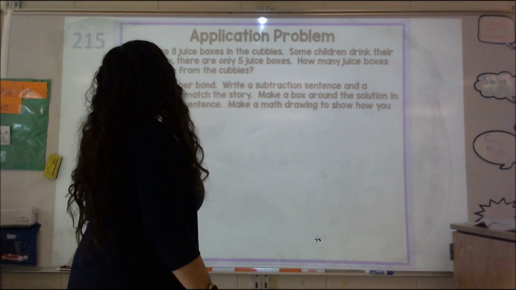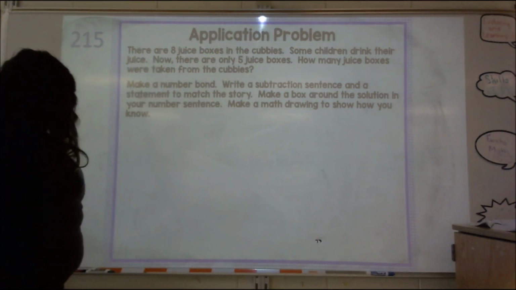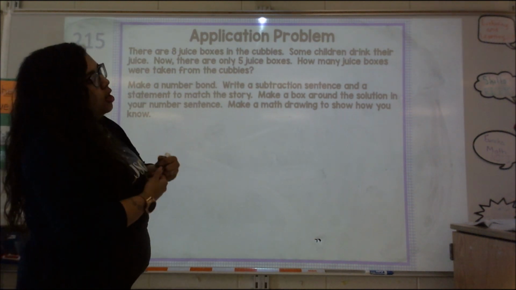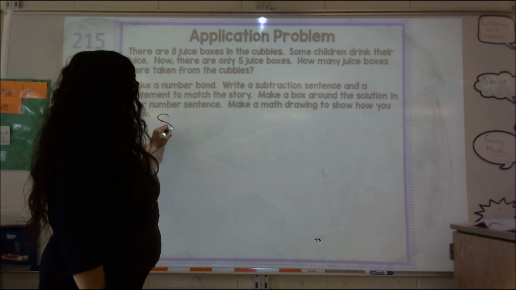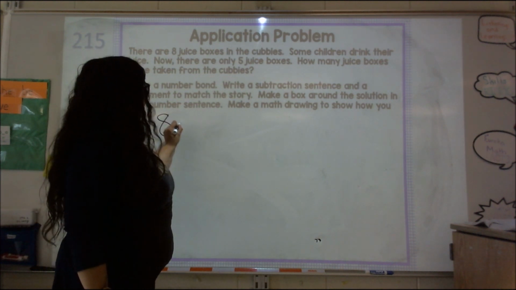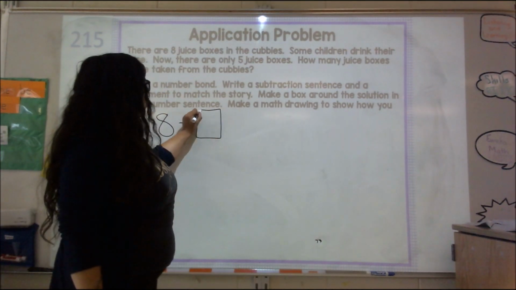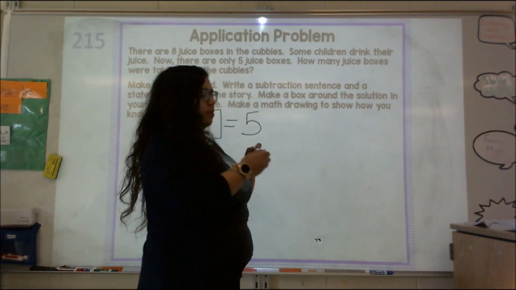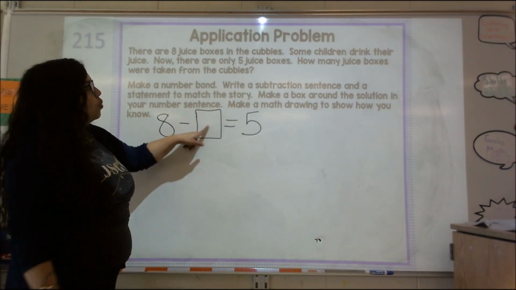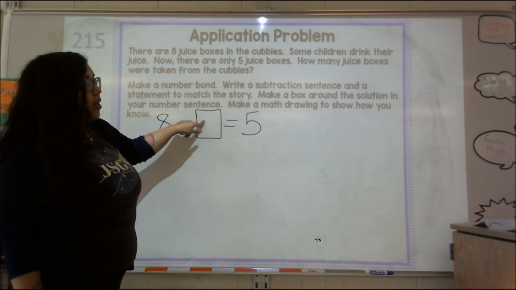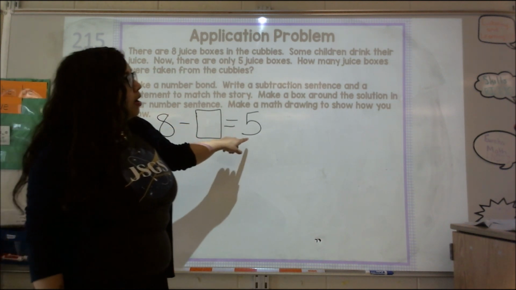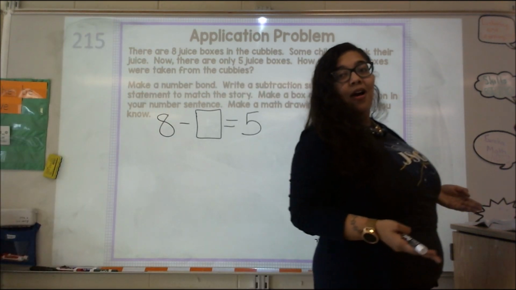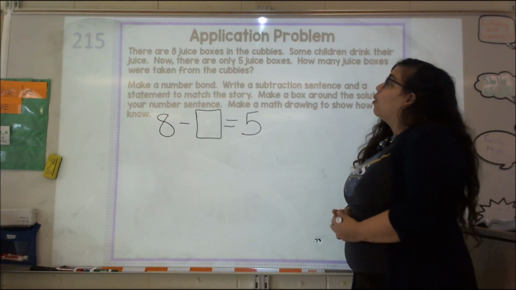All right, good job. So, let's see, there are 8 juice boxes in the cubby. Some children drink the juice. Now there are only 5. Let us start with the number sentence to match this problem. There are 8 juice boxes in the cubby minus some children drinking their juice, and now there are 5. This is a subtraction where we don't know the change. That's what we're looking for. But we do know what's left. We know what we started with. We know something happened. And we now know what is left. So let's figure out what happened.